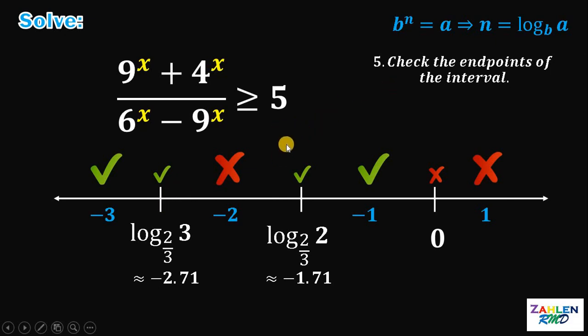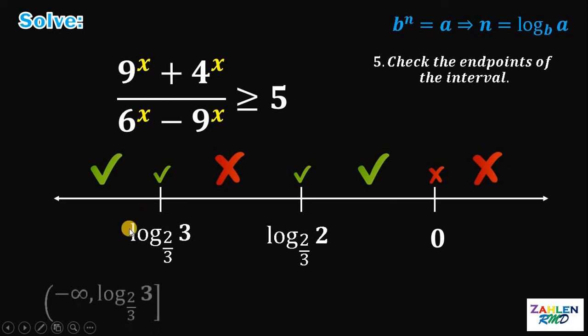Therefore, we are now ready to find the answer, or the solution, to this inequality. So, our solution is from negative infinity up to this point, logarithm of 3 to the base of 2 over 3, and it is counted, and it can be written in interval notation as negative infinity, comma, logarithm of 3 to the base of 2 over 3, and then bracket. Bracket means counted, and parentheses is not counted. And another solution is from logarithm of 2 to the base of 2 over 3, and this is counted, up to 0, and 0 is not counted.